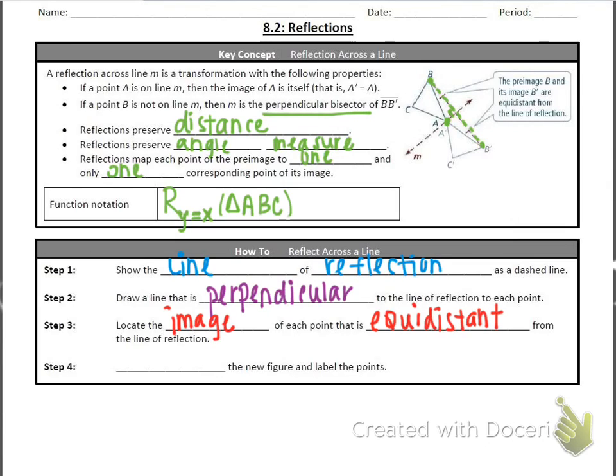Equi meaning equal, distant meaning distance. So we're going to draw our perpendicular so we know which direction we're going. And then we're going to count the spaces so that our image is the same distance from the line of reflection as our pre-image. And then step 4, we are going to draw the new figure and label its points. Okay? So you're going to draw the new figure and label the points.